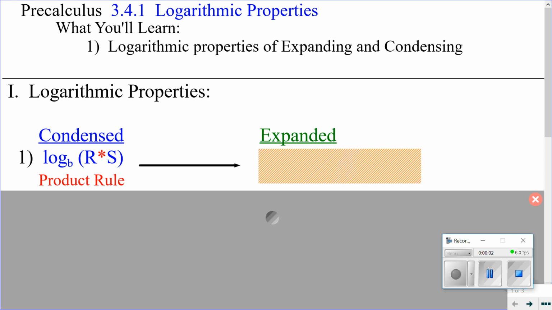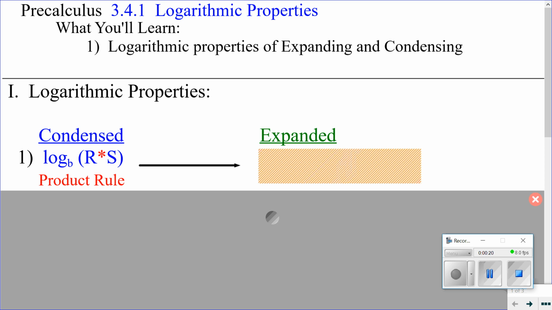Part 1 of section 3.4 for precalculus, logarithmic properties. There are 3 log properties that we use in precalc. You would have seen these in Algebra 2 and College Algebra if you're coming to me from there. So the first one is when we are condensing. So we're going to be expanding and condensing rules right here.